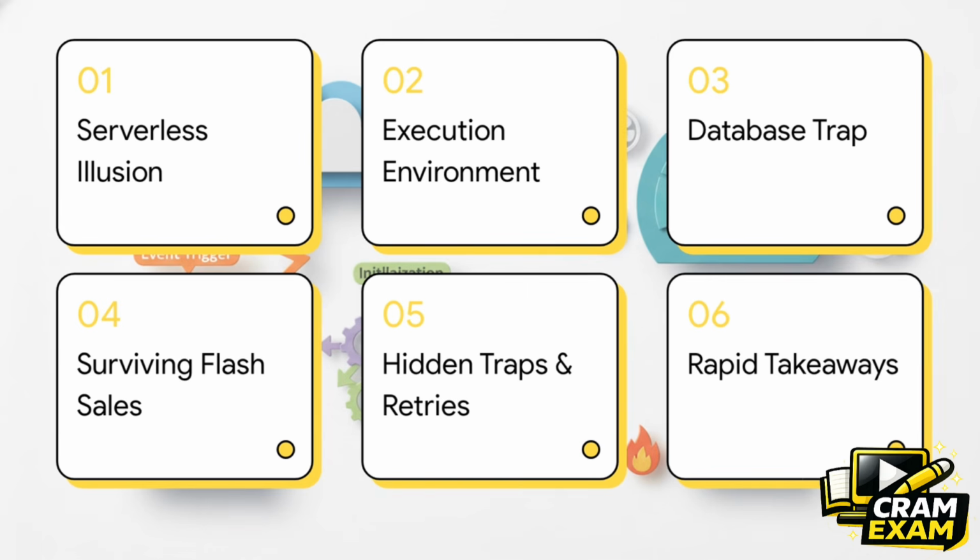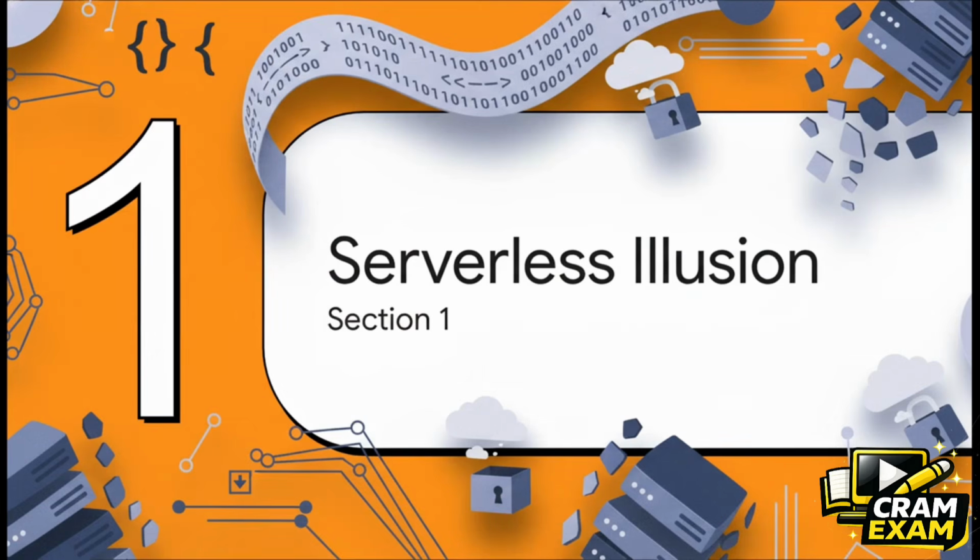Today, we'll be covering: 1. The serverless illusion, 2. The execution environment, 3. The database connection trap, 4. Surviving flash sales, 5. Hidden traps and retries, and we'll wrap it all up with 3 rapid takeaways. All right, let's jump right into section 1.